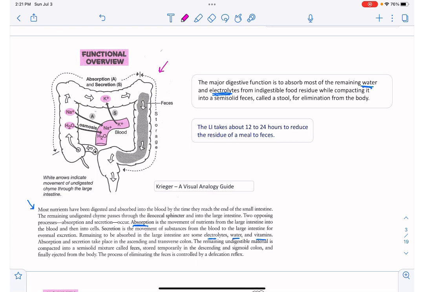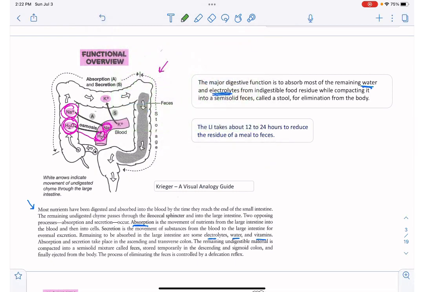So the major job of the large intestine is to absorb most of the remaining water. And here we go. There's the water moving from the large intestine into the blood, and it's doing that via osmosis. Here we have sodium, and we're taking that sodium and moving it back into the blood. So that's the reabsorption of both water and sodium.